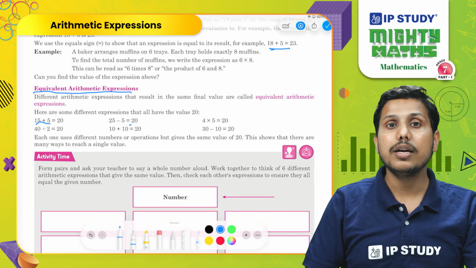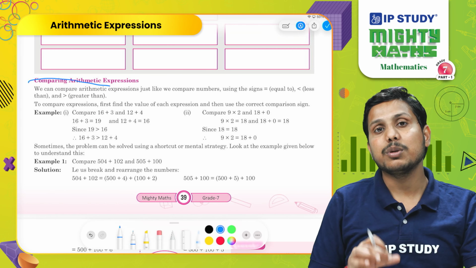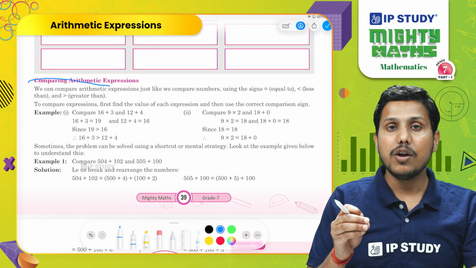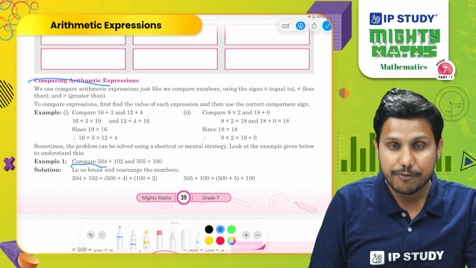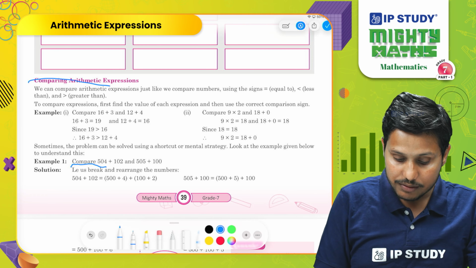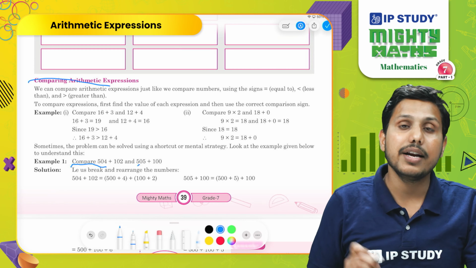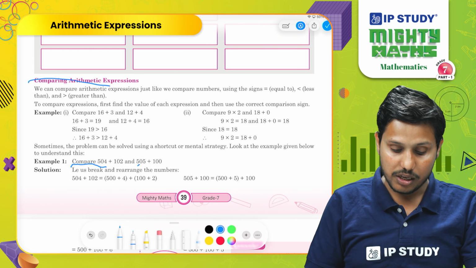Now, comparing arithmetic expressions. We know that we can compare arithmetic expressions by solving them, but sometimes we can use a shortcut method where we just analyze what is given to us to compare, and we can use shortcuts to compare them. Like if we want to compare 504 added with 102 and, as the second part, 505 added with 100, and we want to find which expression is greater or smaller or whether they are equal.